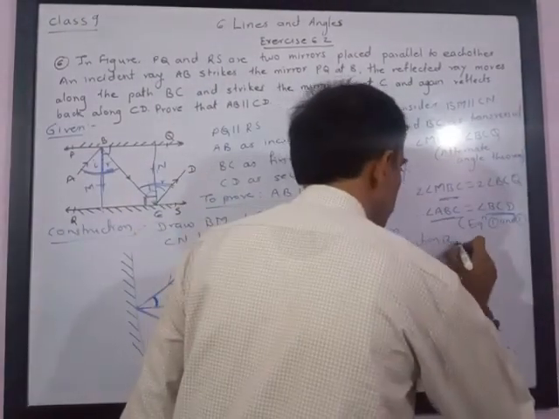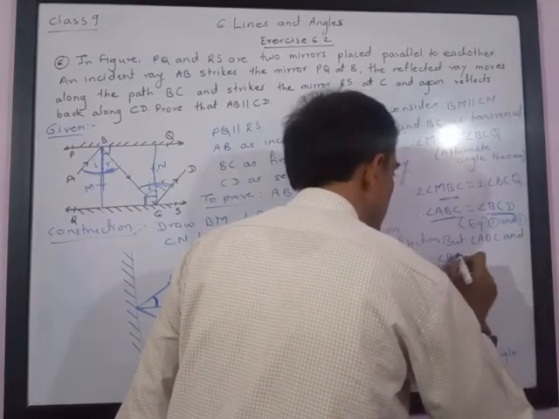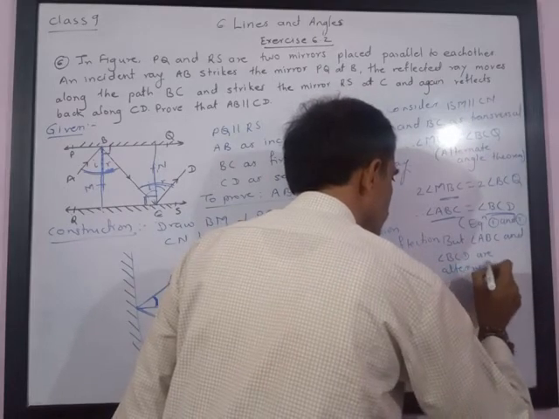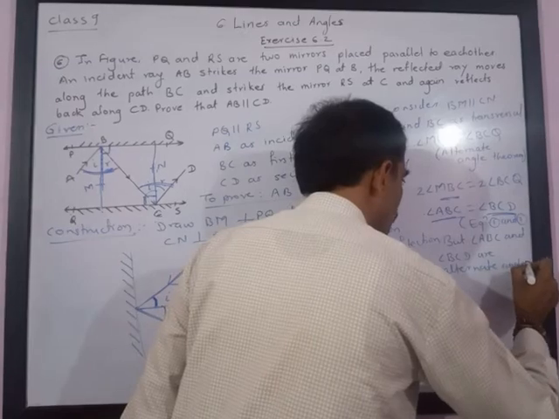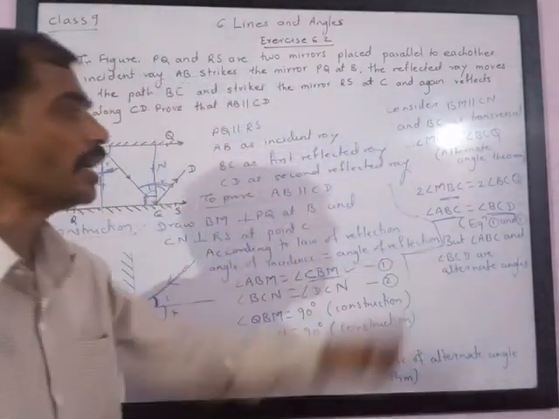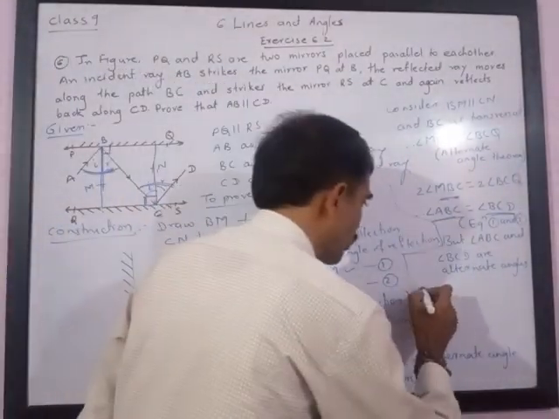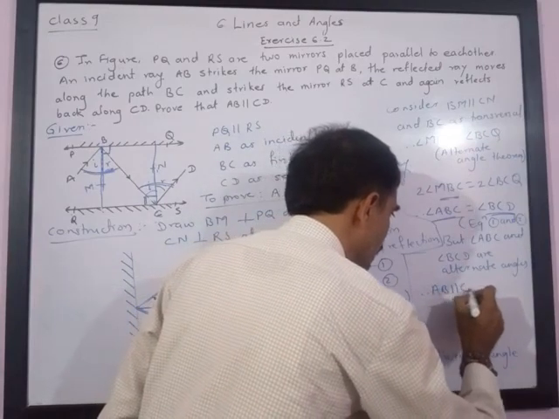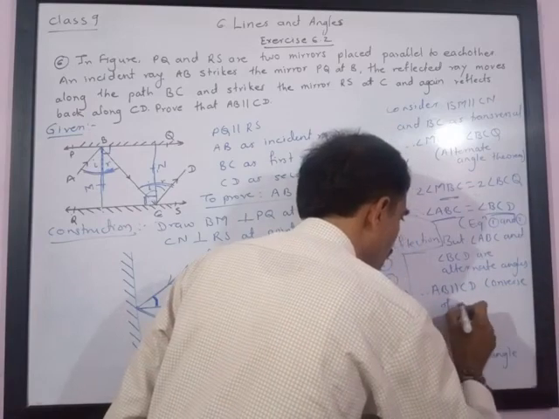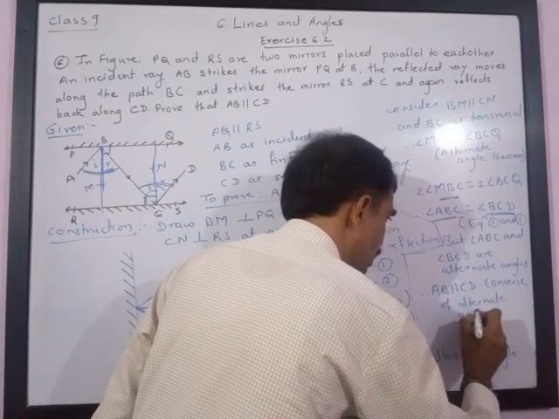Angle ABC and angle BCD are alternate angles. Don't confuse here. They are alternate angles and hence AB must be parallel to CD. Therefore, AB must be parallel to CD. The reason is the converse of the alternate angle theorem.